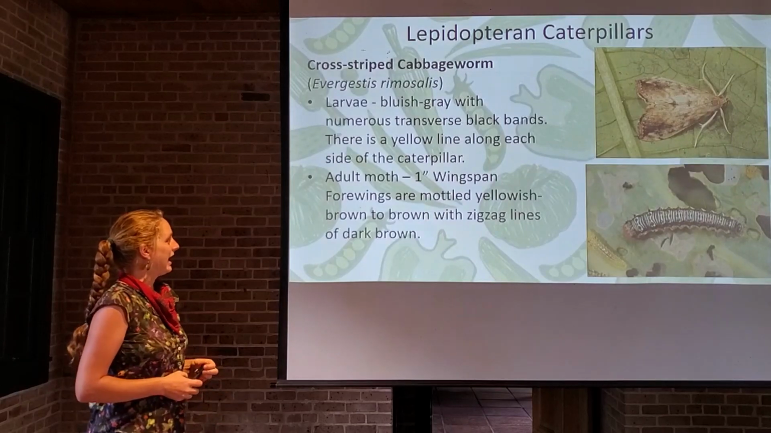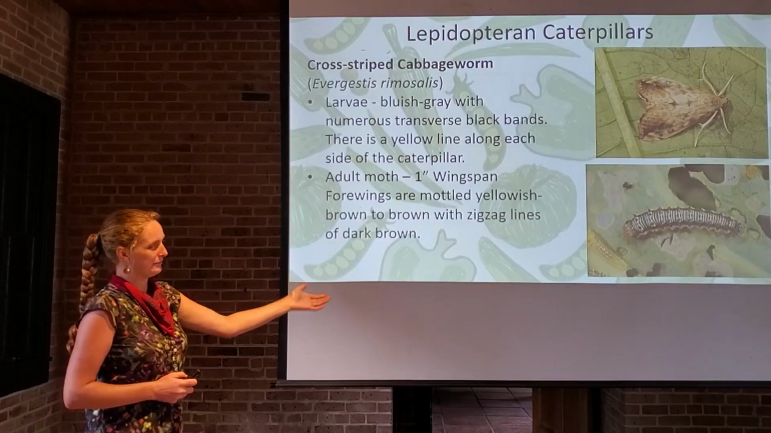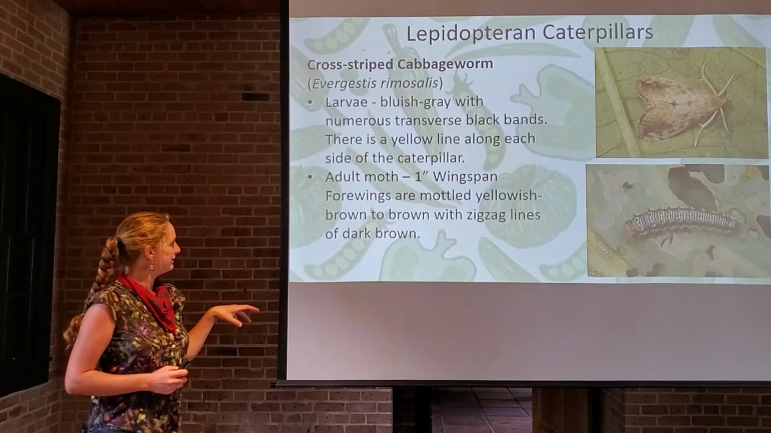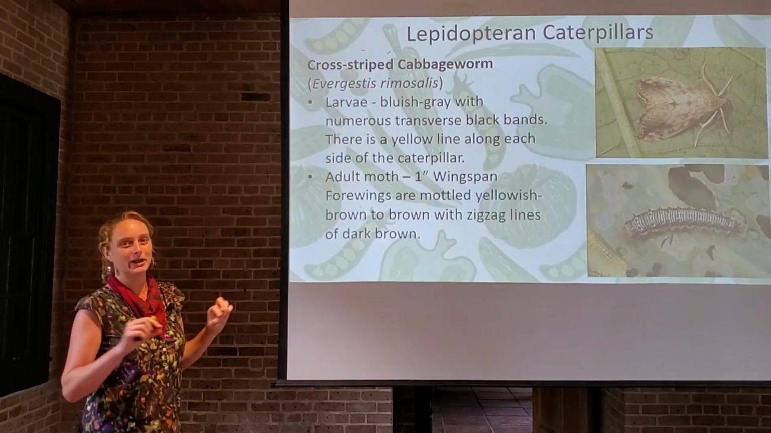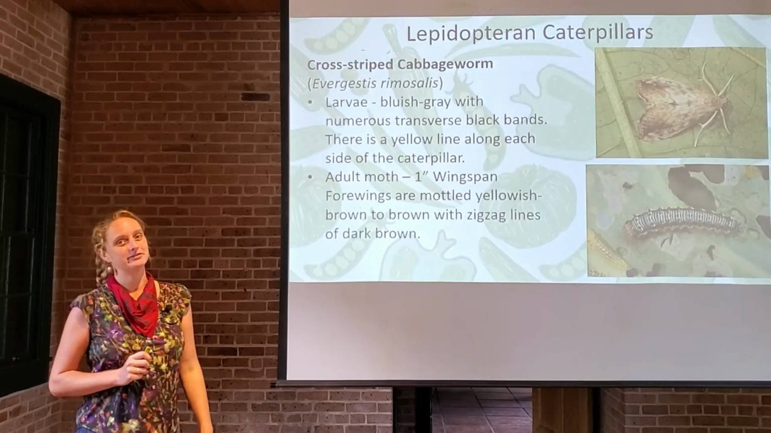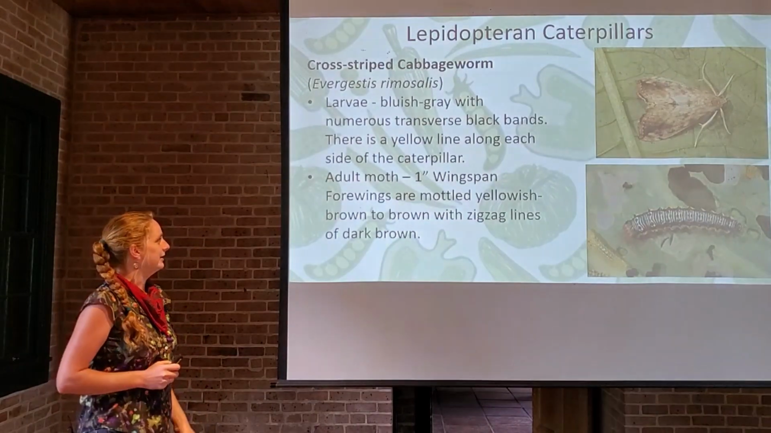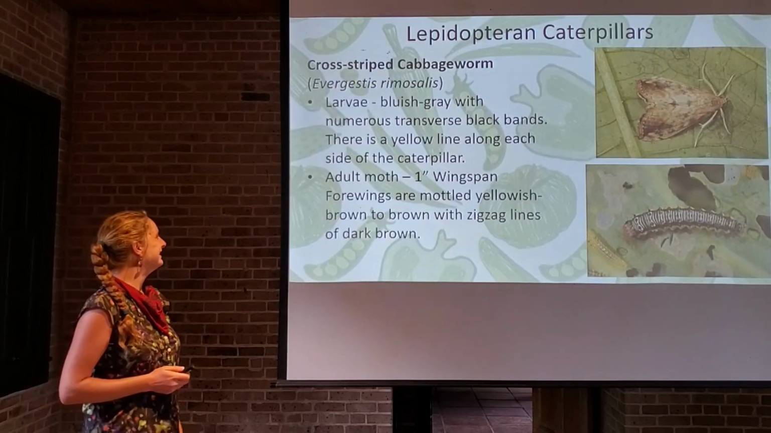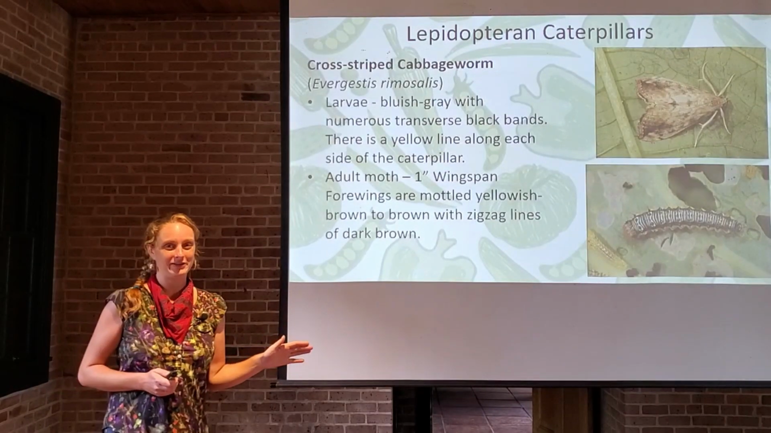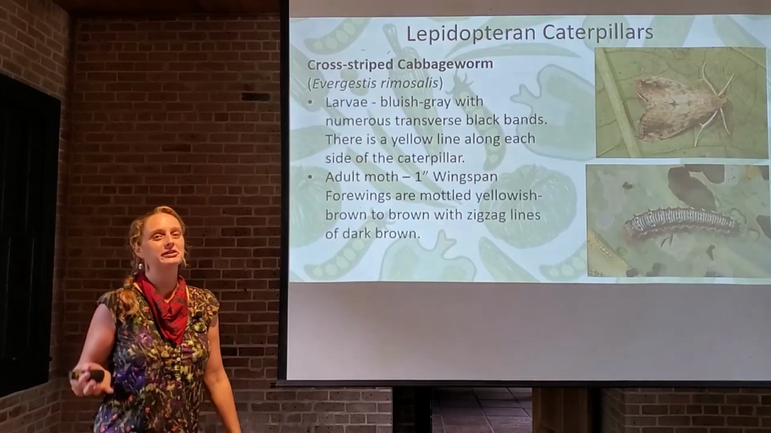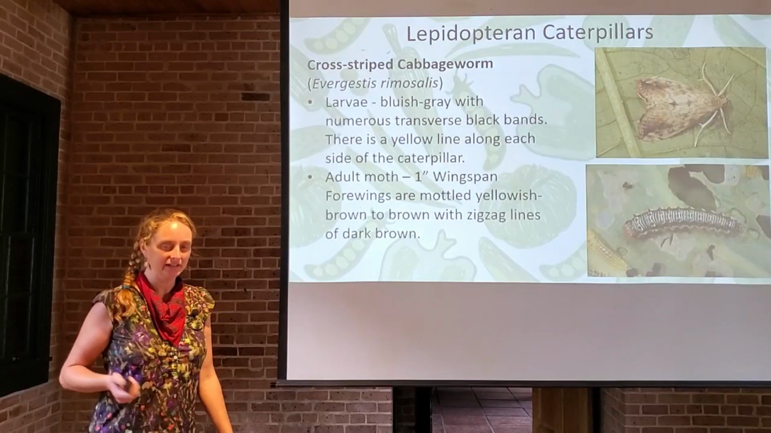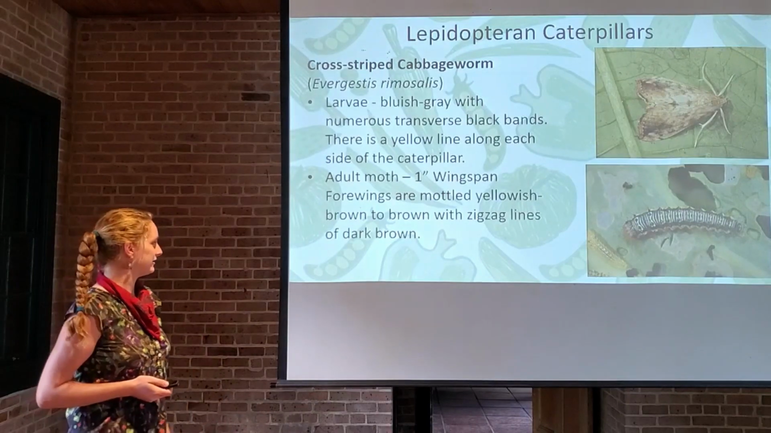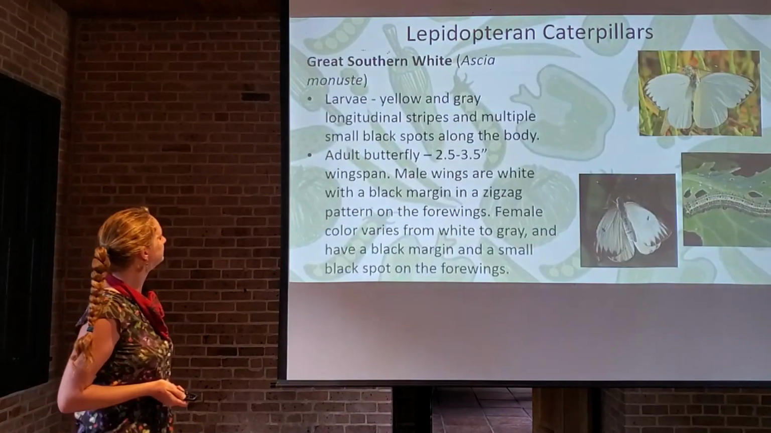The cross-striped cabbage worm is a kind of beautiful looking caterpillar if you look at it. The larva is bluish-gray with some black banding and a yellow line, and I have not seen these as often here in the area. Another boring gray moth with a 1-inch wingspan. And remember, you control all of these in the same way. You would reach for your BT or your spinosad and get out there and spray tops and bottoms of your plants once a week. And that's just a really effective control.